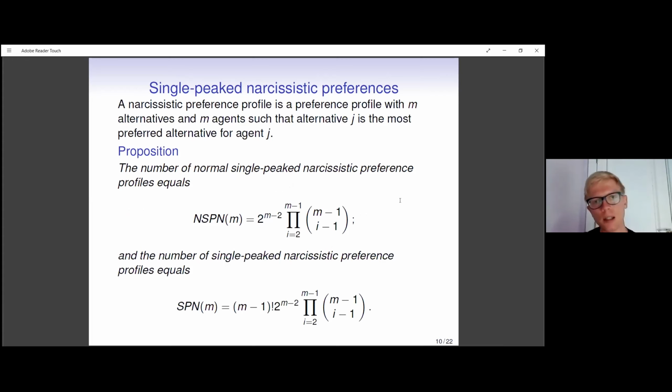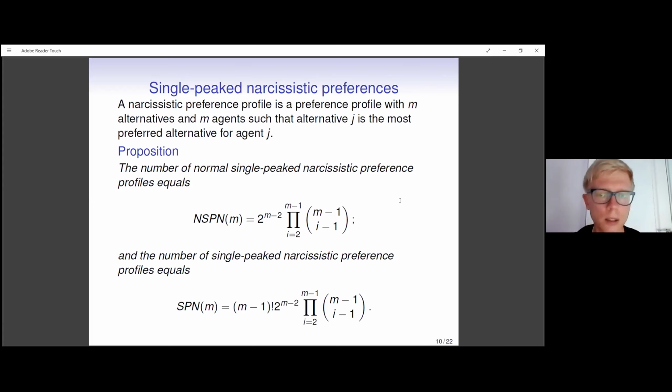Another special case of single-peaked preferences is narcissistic preference profiles. It's a profile where each agent has their own special top alternative. So alternative J is the most preferred alternative for agent J. And for these preference profiles, we have a simple formula. The number of normal single-peaked narcissistic preference profiles is this product.